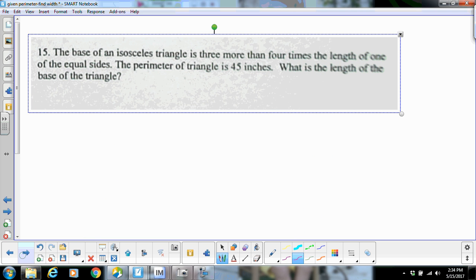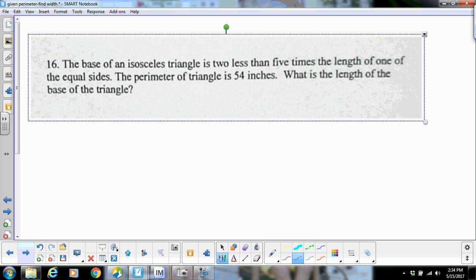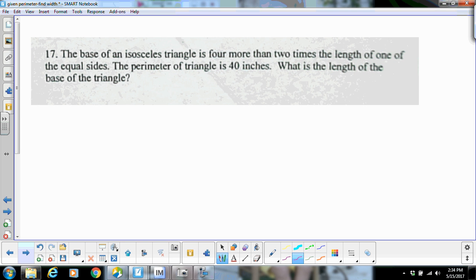Okay, number 15 will be the same. Number 16 will be the same. And number 17 is the same.